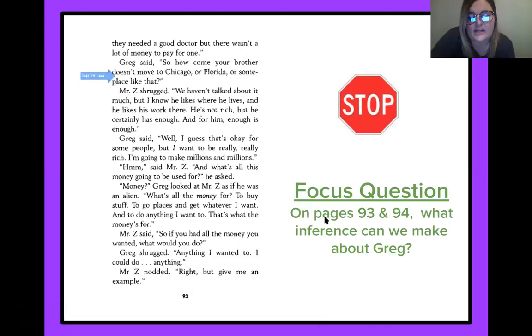So on this page and the next page, we're going to look for what inference can we make about Greg. So let's look for some clues.